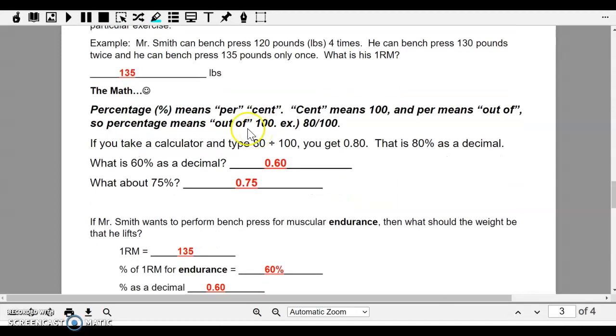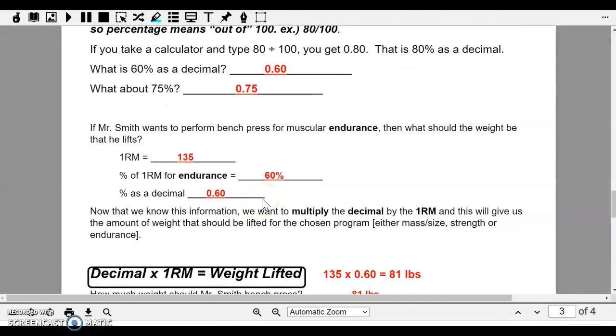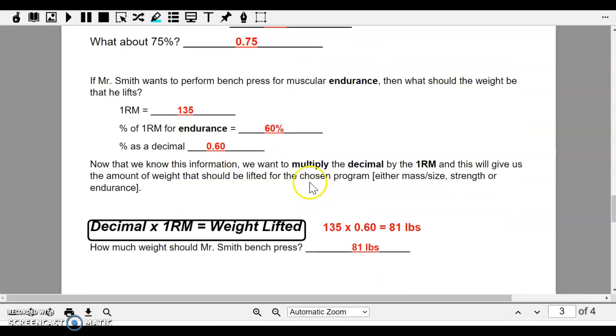So here, for example, I wanted to do 80%. 80 divided by 100 is 0.8. That's 80% as a decimal. 60% as a decimal is 0.6. 75% is 0.75. So if you're trying to figure out 60% for my example of my 1 rep max of 135, you're going to use 60% as a decimal, which is 0.6. I'm going to take the 1 rep max and multiply the decimal by it. So my 1 rep max is 135 pounds. I want to do 60% of that, and I multiply those two values together in my calculator. I'm going to get 81 pounds.